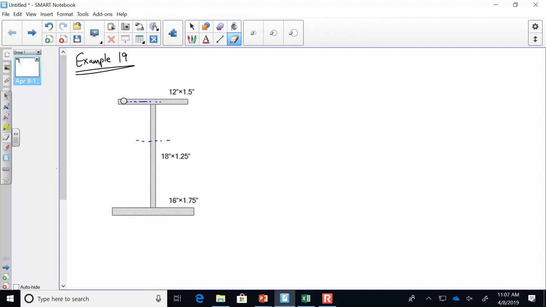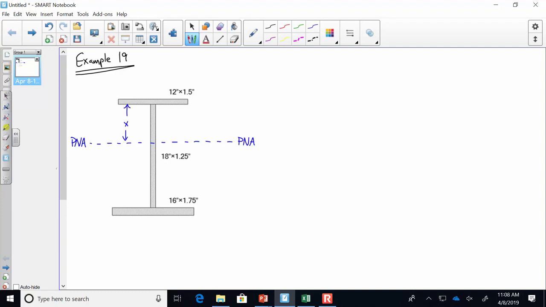So what I'm going to do is assume that the plastic neutral axis is somewhere in the web. I have no idea where that is. I'm just going to assume it's somewhere there. You all have had algebra before, so when you have an unknown, we'll call that unknown x. So we're going to say that this dimension here is x. I have no idea where it is; we'll just figure that out in a second.